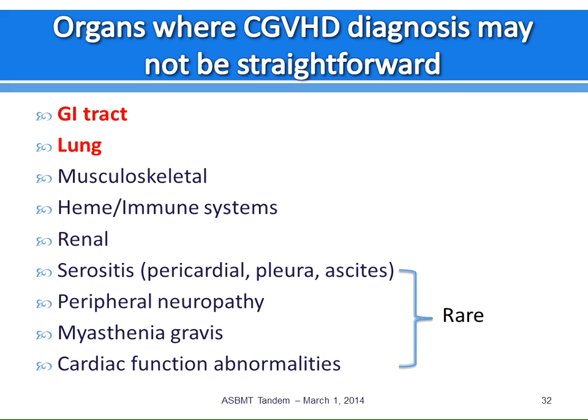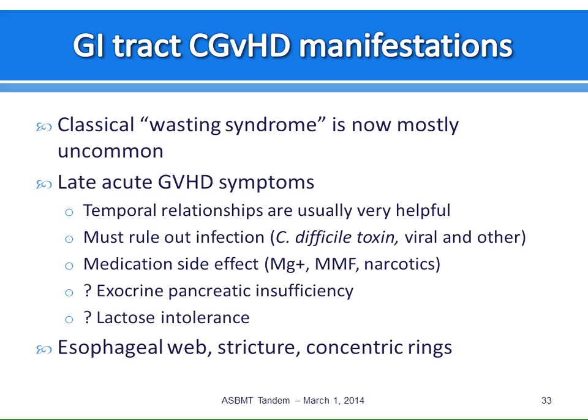So moving on, this is a list of other manifestations. I want to focus a little bit more on the GI tract and lung, but I don't have time to talk about these other more uncommon manifestations, but you need to be thinking of them. So the GI tract, the classical wasting syndrome that was frequent a few decades ago is really mostly quite uncommon now, unless the GVHD is just really difficult to control. The late acute GVHD symptoms are important to remember, and again, temporal relationships are usually very helpful.